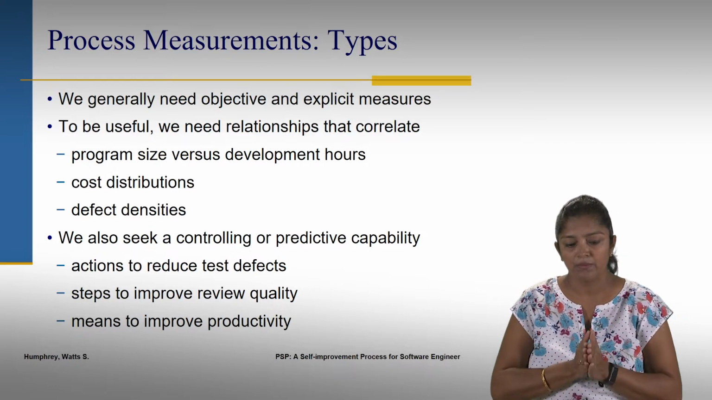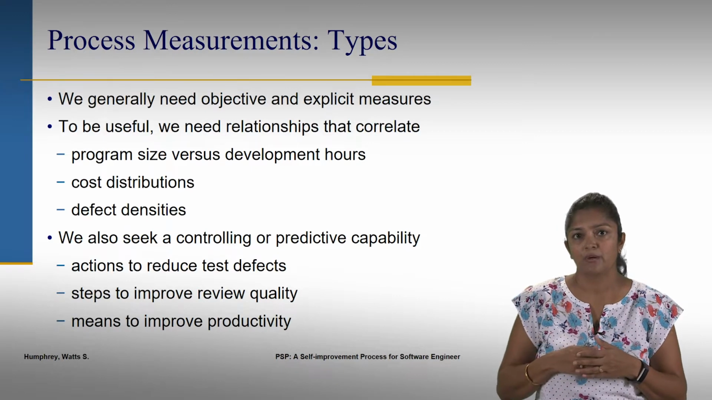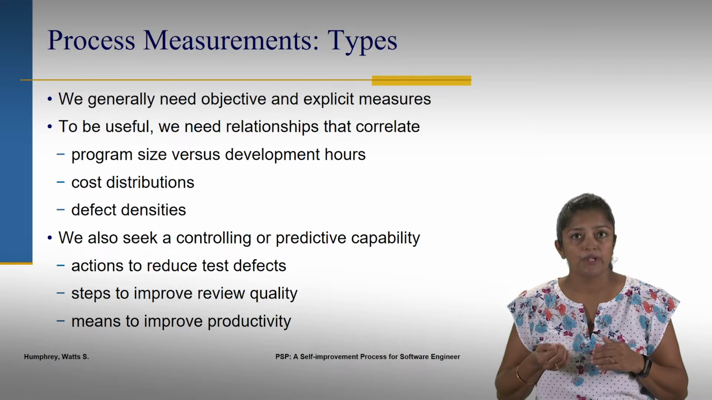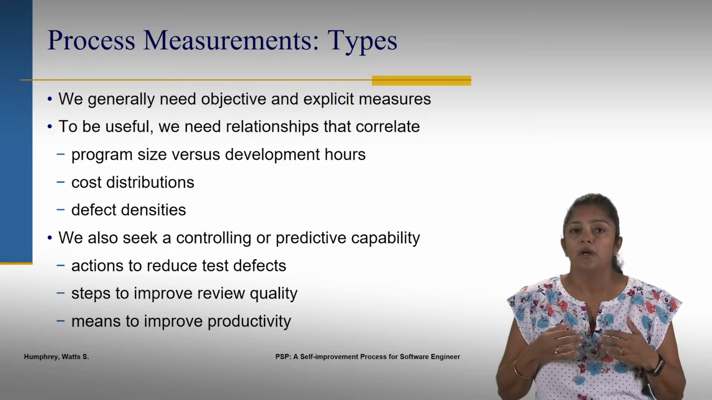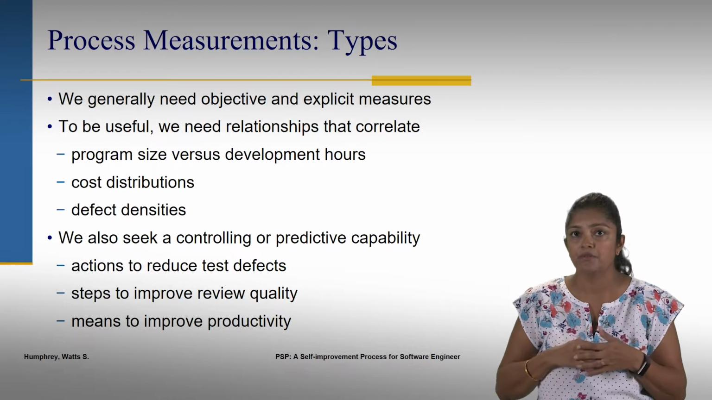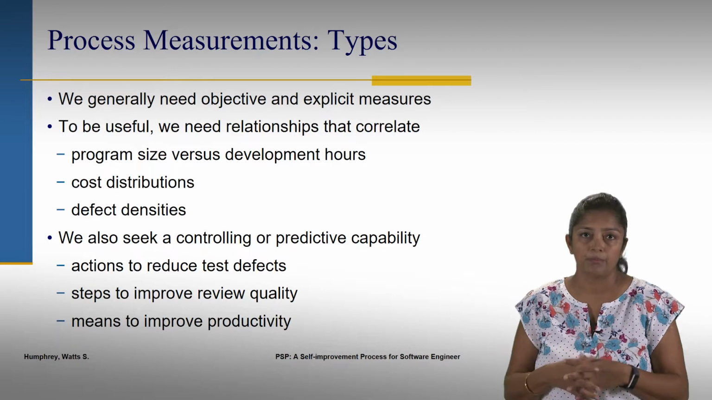So basically the bottom line is we want this predictive capability for future planning, so that we can take some actions to reduce the number of defects that we're introducing into the code, or improve our review quality based on how reviews happened in the past, and overall improve our productivity.